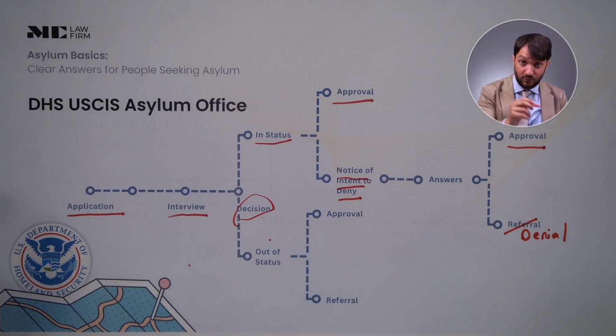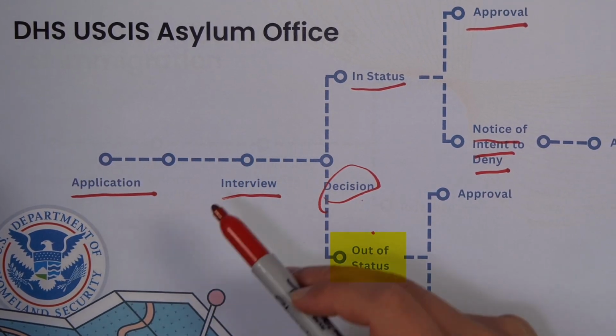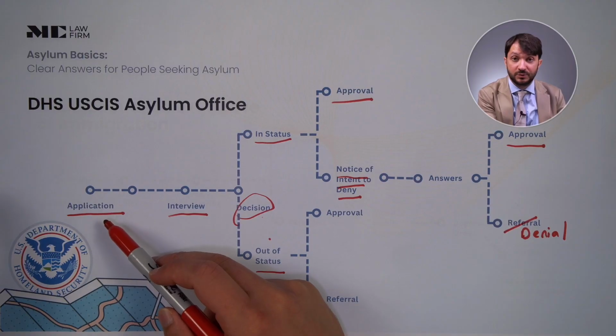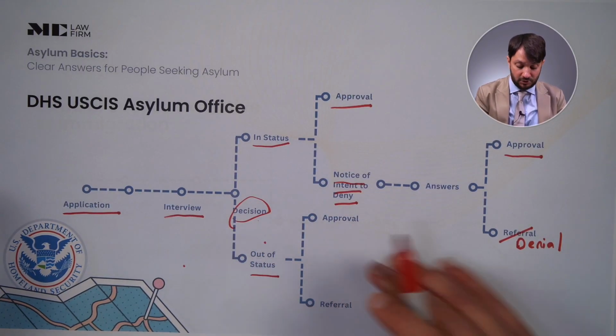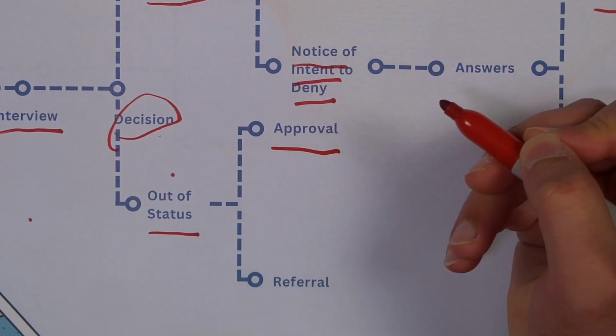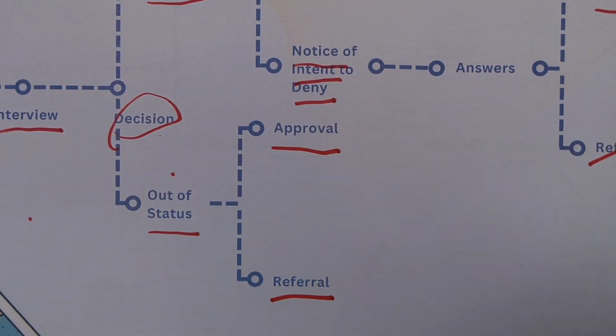Let's talk about what happens when someone is not in status. Let's say you applied, you had your interview in about 6 months or a year or 2, and you entered the country with a tourist visa and you don't have status anymore. What are the possibilities? One possibility is a happy ending, approval. The other possibility is, unfortunately, referral to immigration court.